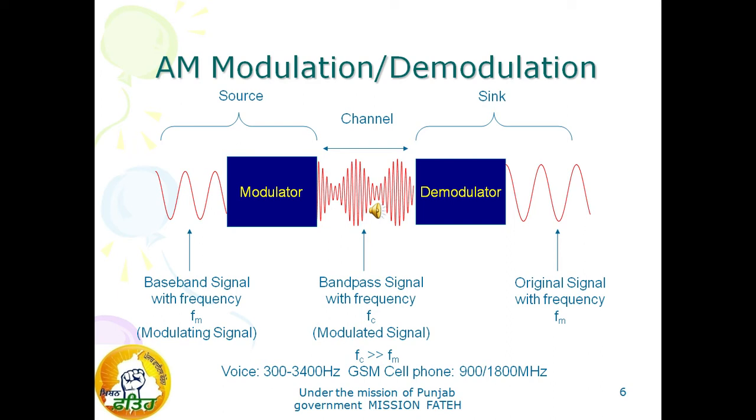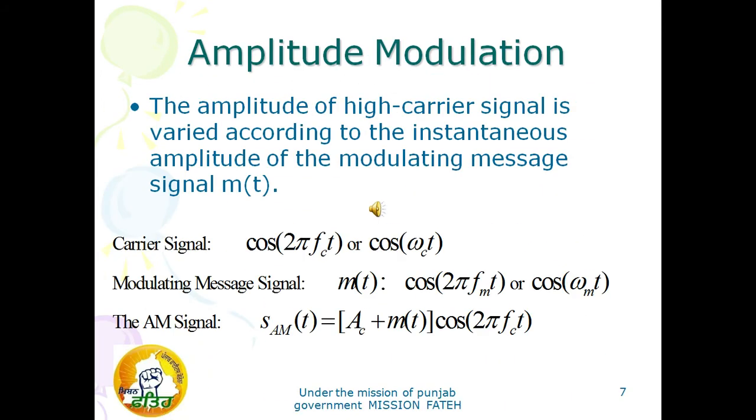Amplitude modulation. The definition of amplitude modulation is that the amplitude of the carrier signal is varied according to the instantaneous value of the modulating signal or information signal, but the remaining frequency and phase of the carrier signal are constant.